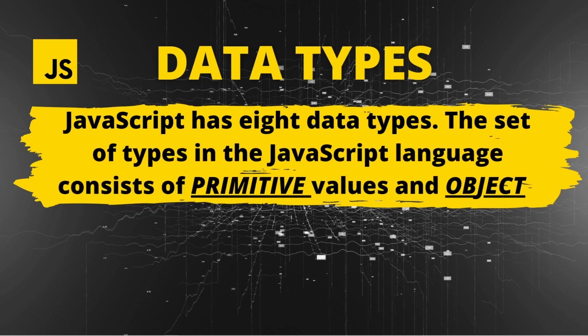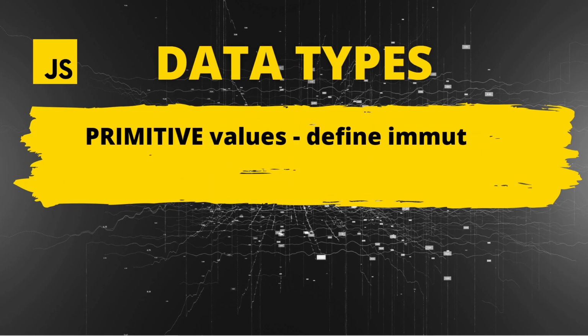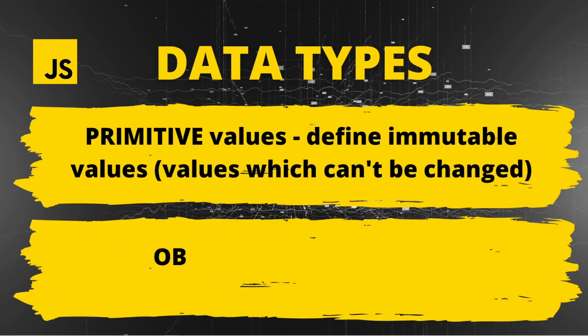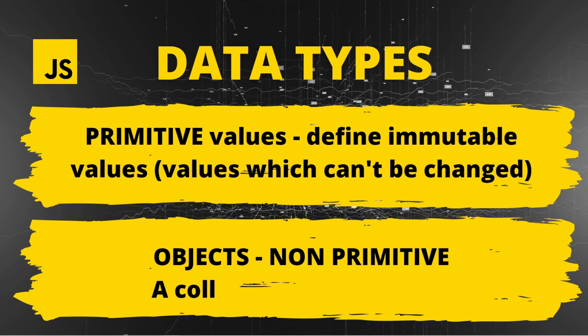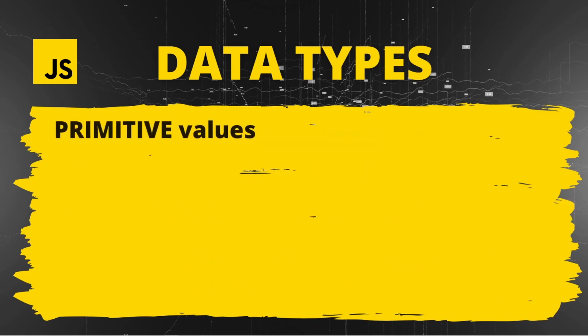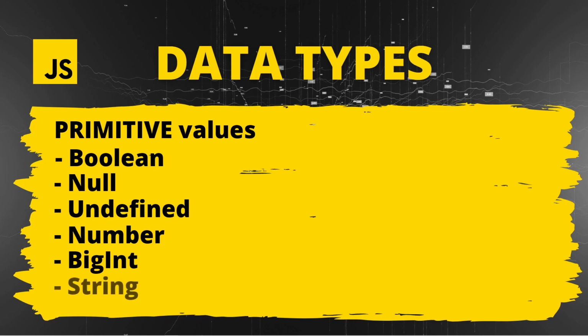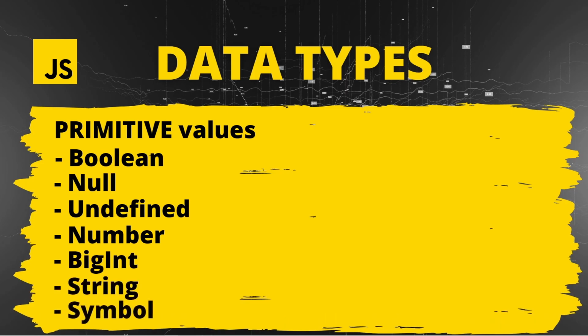The set of types in the JavaScript language consists of primitive values and objects. Primitive values define immutable values, values which can't be changed. Objects, non-primitive, are a collection of properties. Let's see what the primitive values are: Boolean, null, undefined, number, BigInt, string, and symbol.